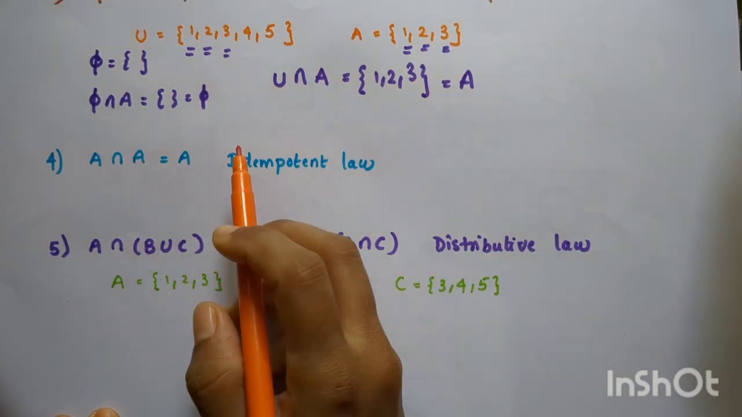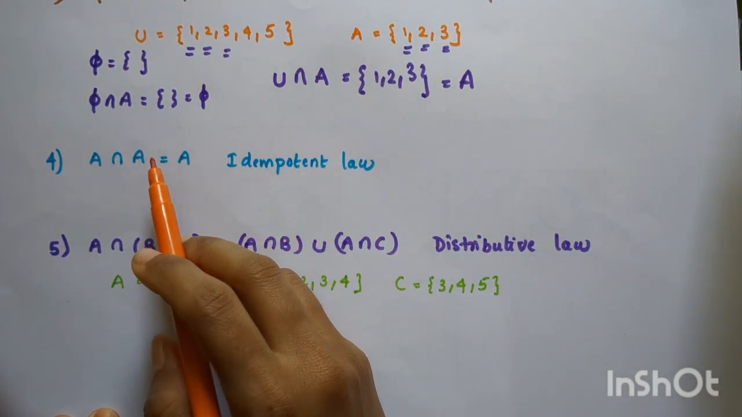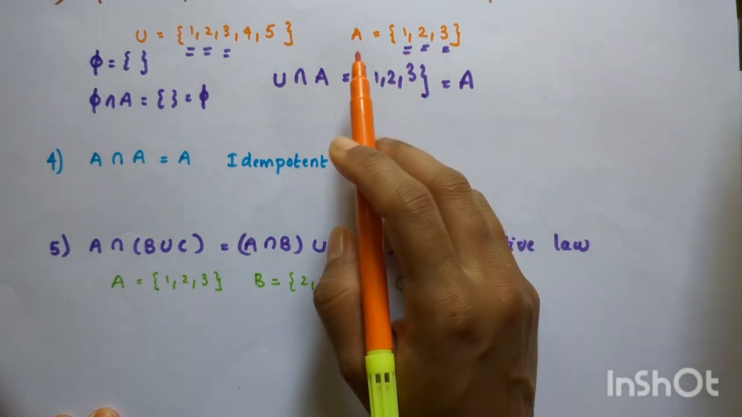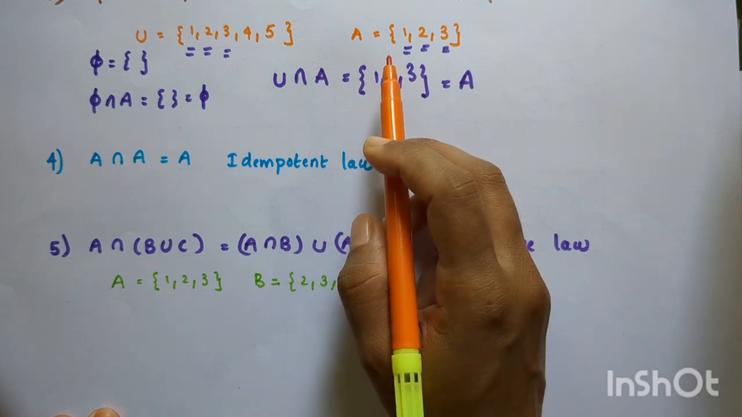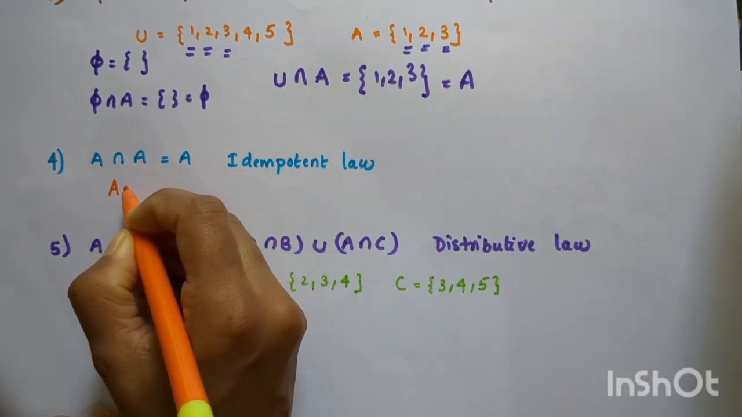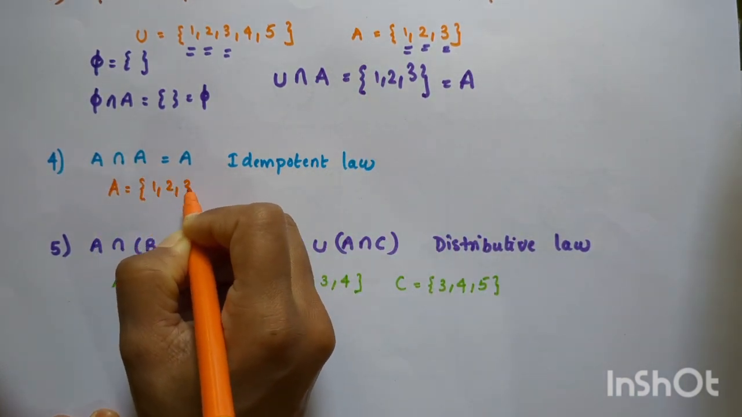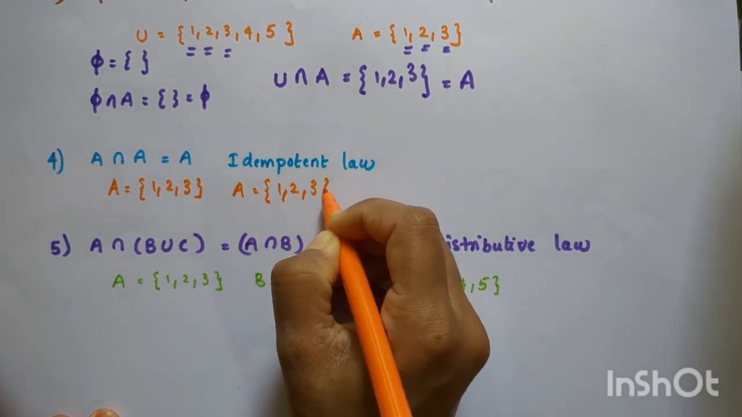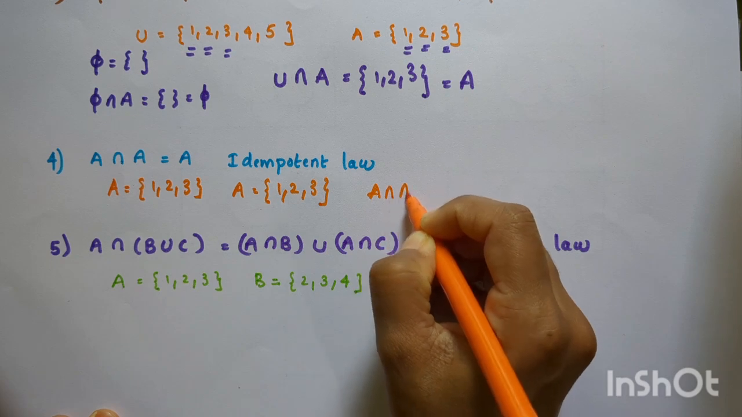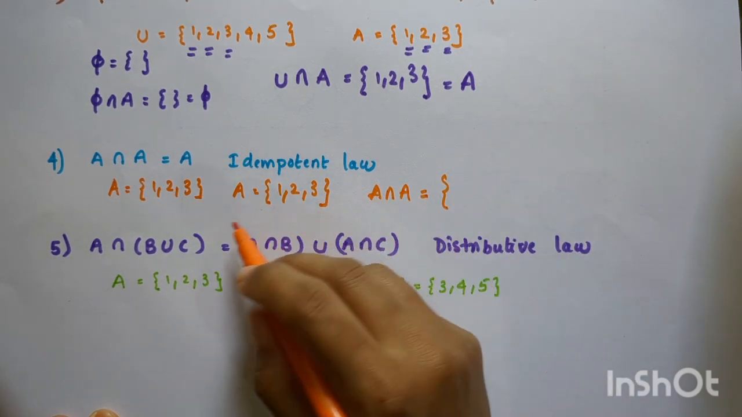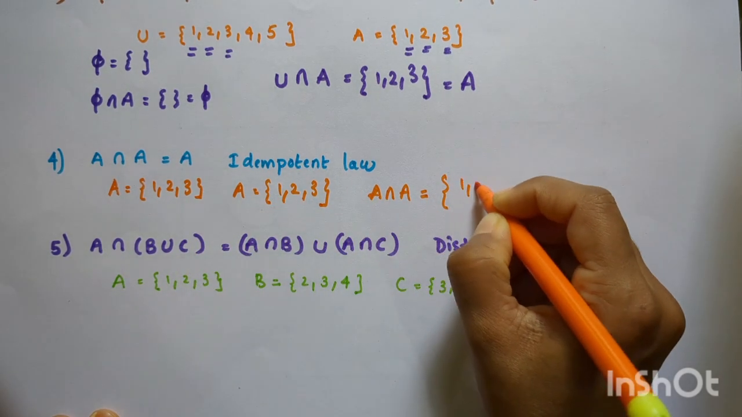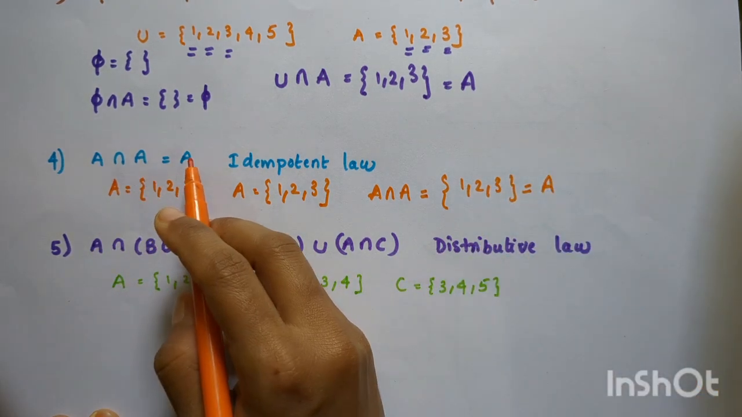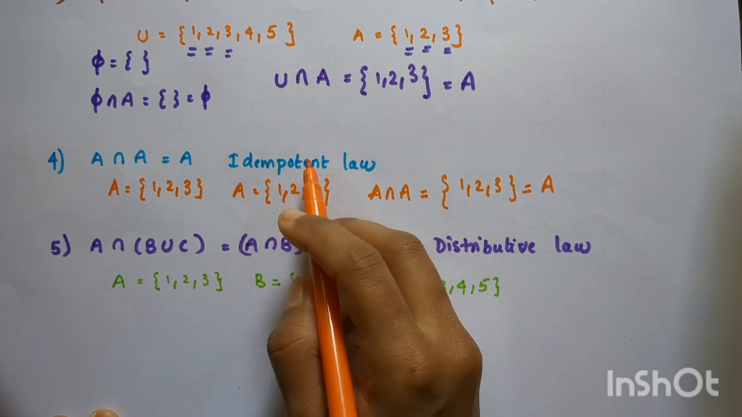Next, let us see the idempotent law, that is A intersection A is equal to A. You see, A is the set 1, 2, 3. And again, if you are considering A, set A is the set of these elements 1, 2, 3. Again, we are writing one more A, that is the same set 1, 2, 3. Now, what about A intersection A? We have to write the elements which are present in common in both, that is 1, 2, 3. Okay, so this is actually A. So A intersection A is equal to A, and this is called the idempotent law.